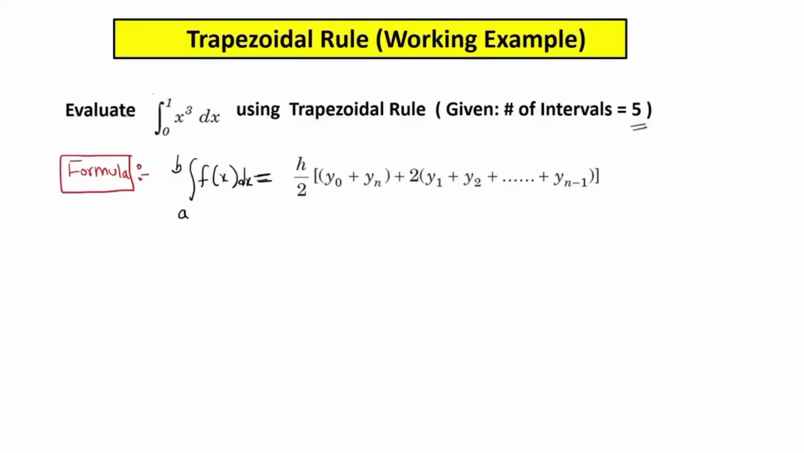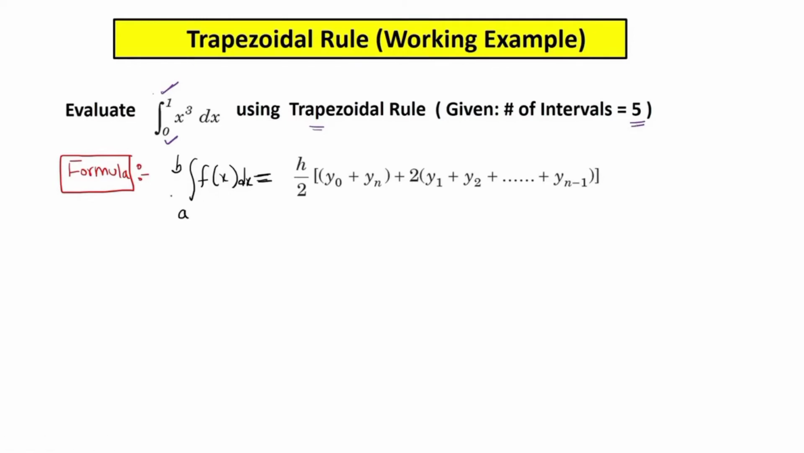So with all this knowledge, let's understand how this trapezoidal rule works with a working example. So here is the question. We have to evaluate the integral of x cube between the limits 0 and 1. So 0 is the lower limit, 1 is the upper limit. We have to evaluate this integral using the trapezoidal rule. And it is given in the question that we have to divide this 0 to 1 range into small intervals. How many intervals? It is 5. So we have to break down the 0 to 1 range into 5 small pieces.